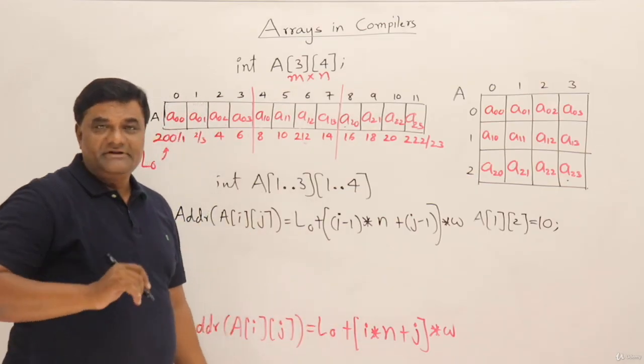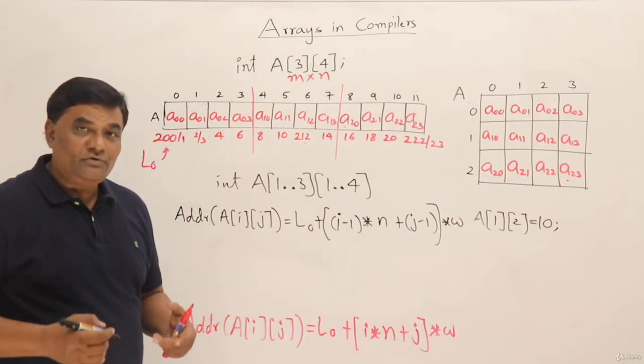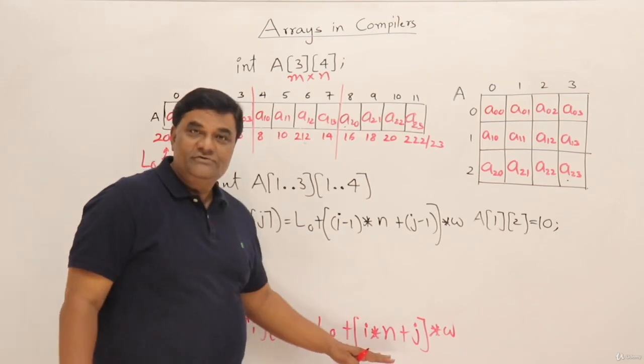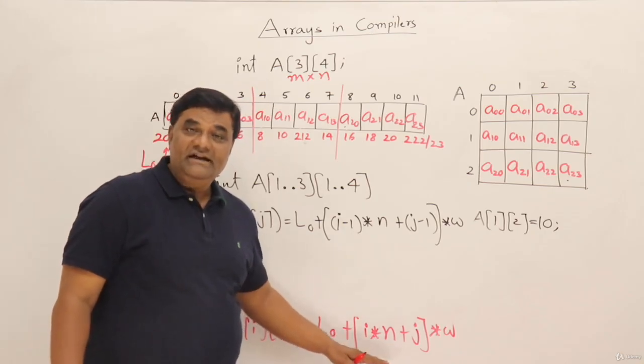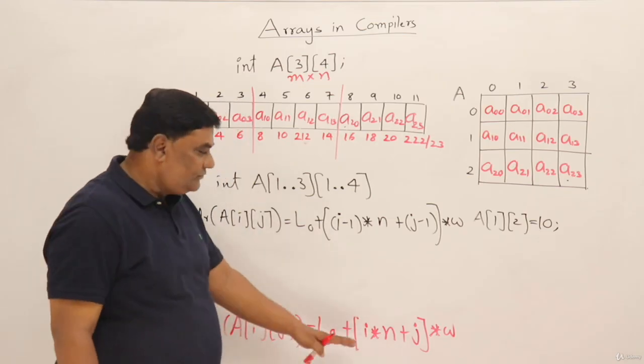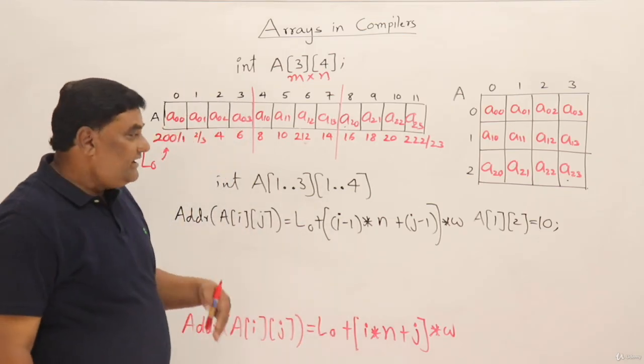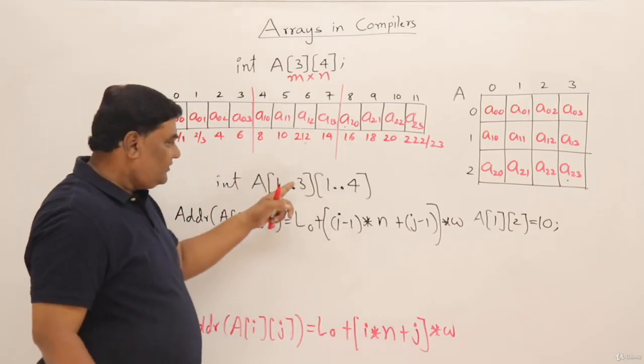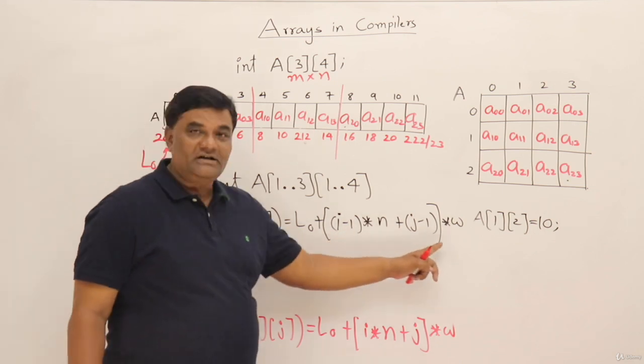In C++, array indices start from 0 only. So C++ uses this formula. C and C++ follow row major representation and they use this formula. But if any language is allowing indices from 1 onwards, then it has to use this formula.